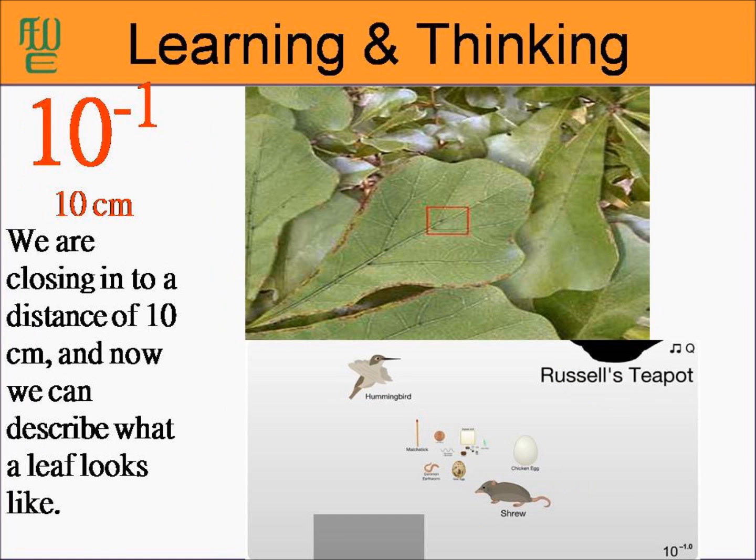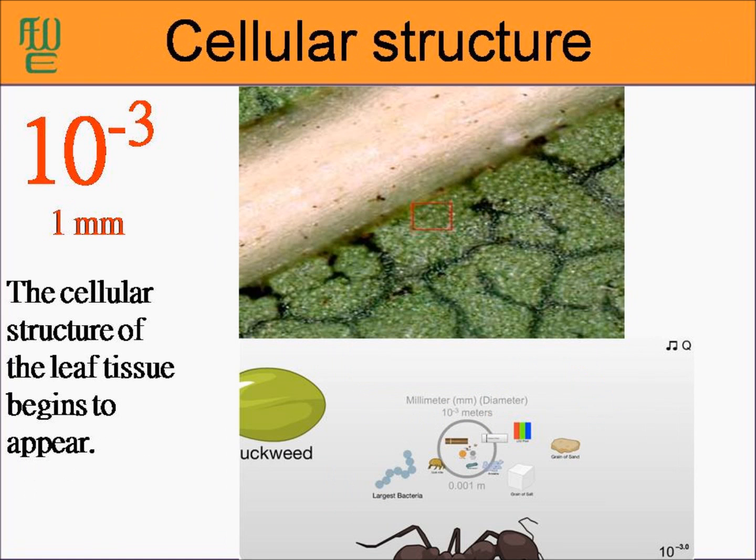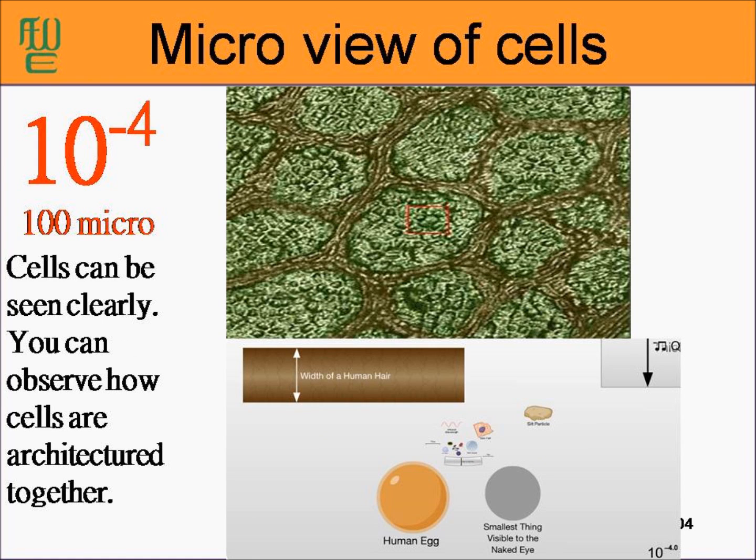So now here I study small animals, shrews, hummingbird, and glass marble, coffee bean, an ant. So I might be an entomologist, studying little insects, okay? Now what are those things? Oh, largest bacteria. Okay, keep going. Yeah, I'm a biologist. I study human eggs. So yeah, I may be, Physiology?